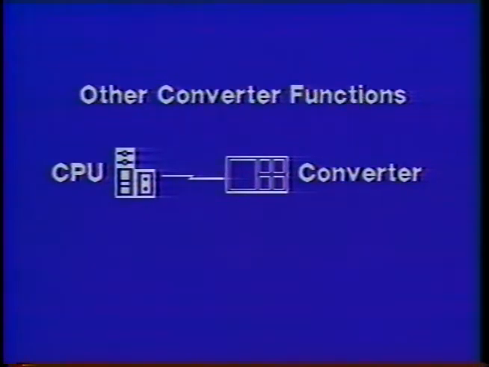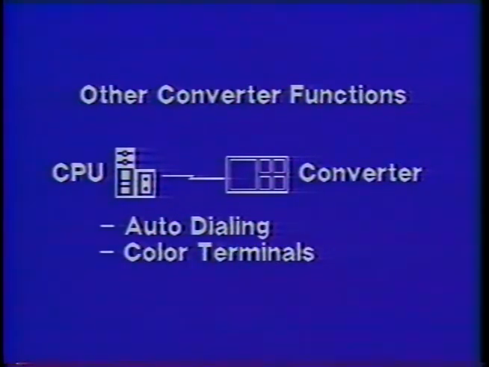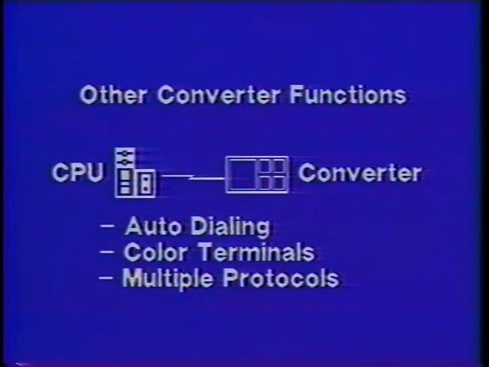Other protocol converter functions that are available on some units are automatic outward dialing, color terminal support, multiple protocol support. Automatic outward dialing can be used either to collect or to distribute data. Data collecting might include cash register data. Data distribution could include telex messages or electronic mail. Color terminal support is becoming more popular. Color terminals are especially helpful when displaying graphic data.